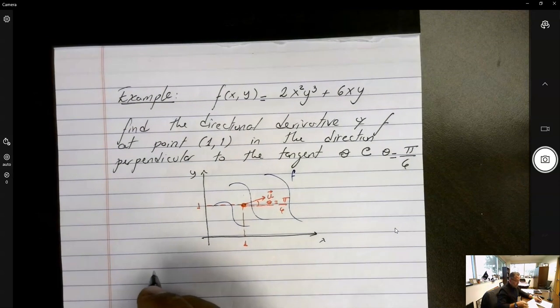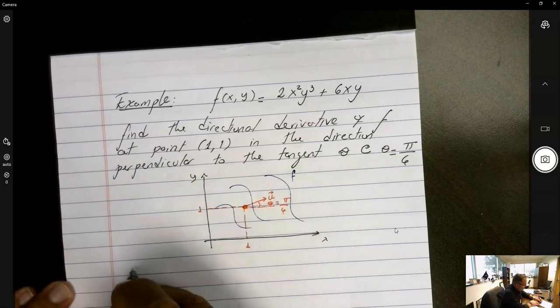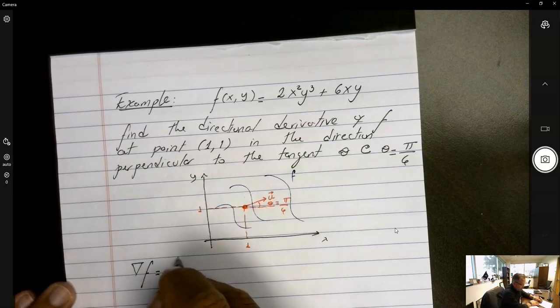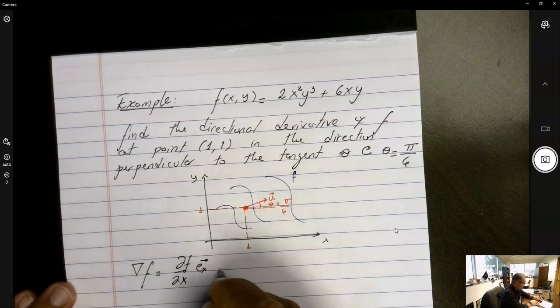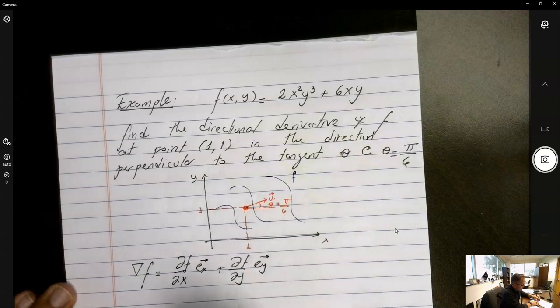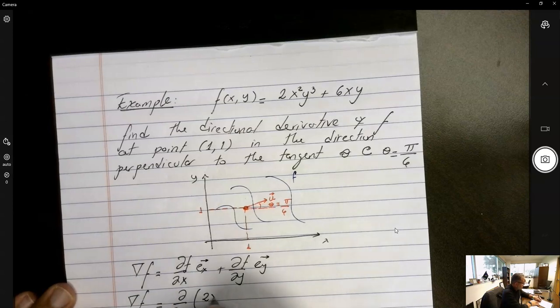So we can take the gradient of f, which is the partial of f with respect to x in the x direction, plus the partial of f with respect to y in the y direction. I'm doing this in multiple steps again because we're introducing this concept.